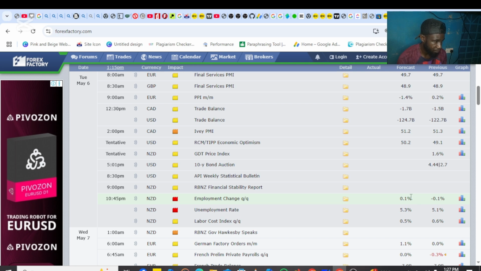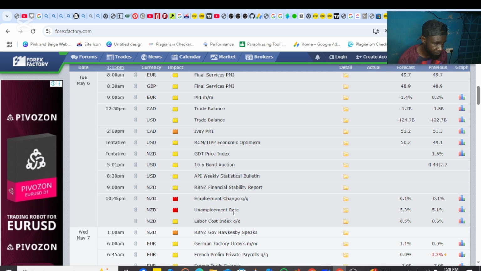Employment change figure. The previous release was negative 0.1%, and the expected figure by the forecasters is 0.1, which means 0.1 is bigger than the negative 0.1. That means this news is going to be bullish, strongly bullish.